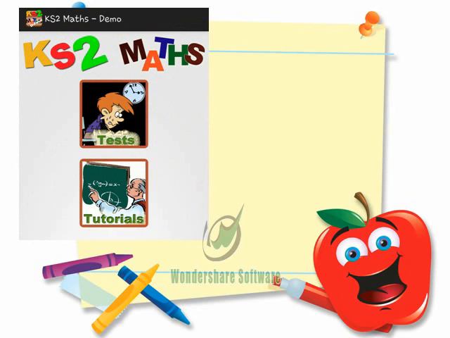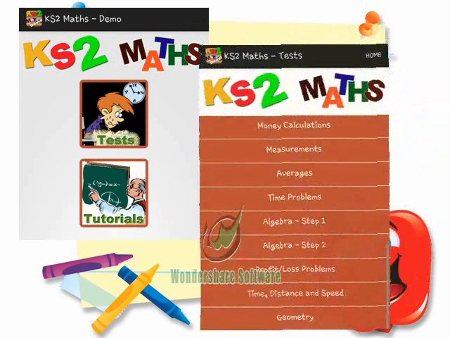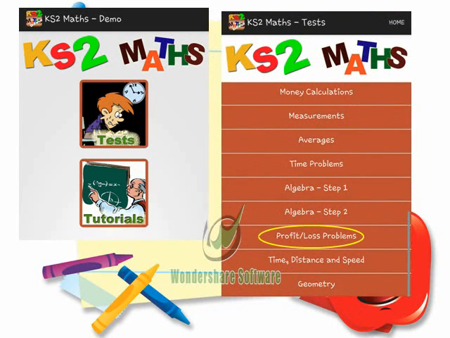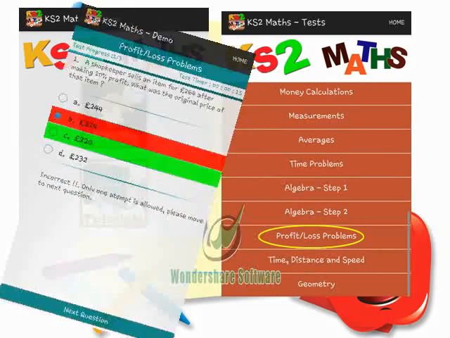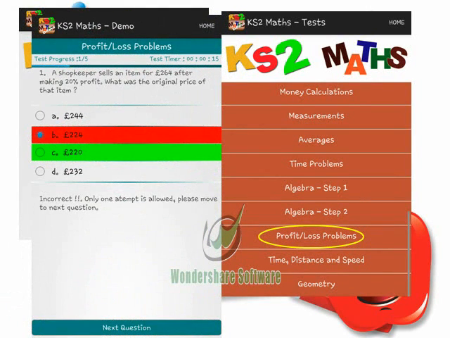So the teacher will ask students to click on the test link and then click on profit or loss problems. So once the students click on this link, the quiz or test will start right away. So if the students answer it wrong, this quiz will provide immediate feedback where it will turn into red color if the answer is wrong, and the correct answer will be shown as well through green color.